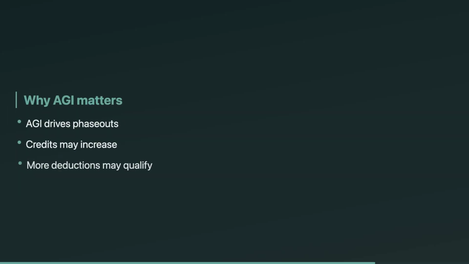Why does lowering AGI matter so much? Because many tax benefits phase out as AGI rises. Lower AGI can increase or restore eligibility for certain credits and deductions, and sometimes increases the amount you can claim. So an adjustment can create a double benefit. It reduces taxable income directly, and it can improve the math on other parts of the return that depend on AGI.